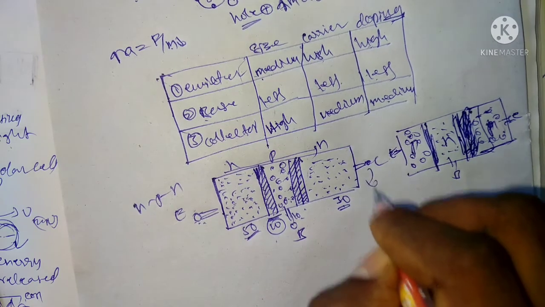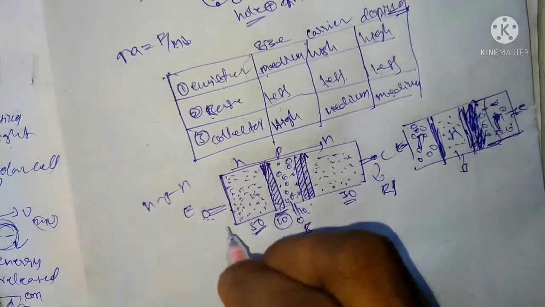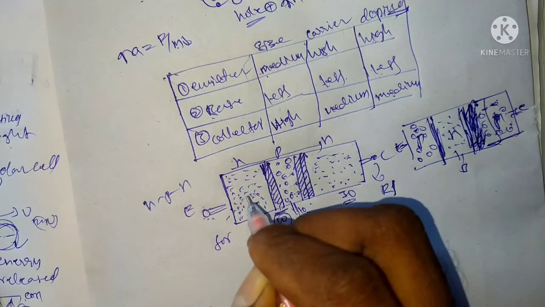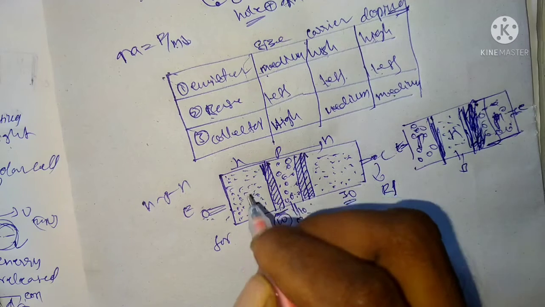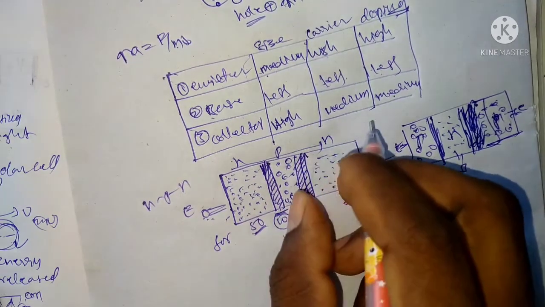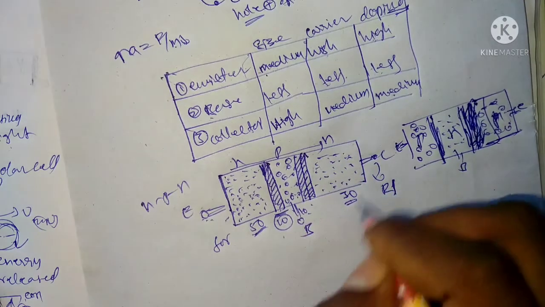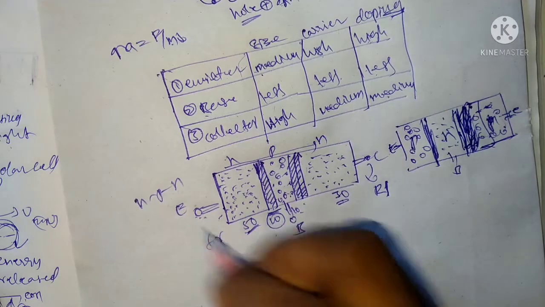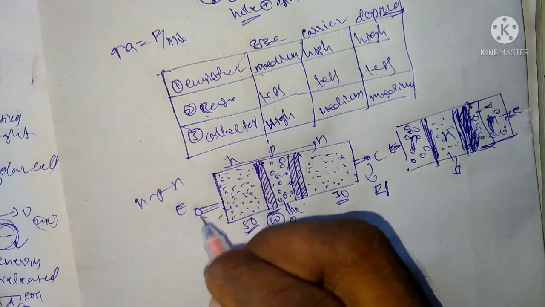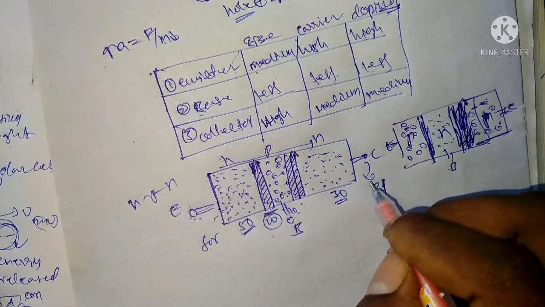That is, the collector has a reverse bias connection. The emitter is connected in forward bias. That means it has a large number of charge carriers initially, and the width of the depletion layer is very small at the emitter, while the width of the depletion layer is very high at the collector. That is the CB configuration: the emitter is connected to forward bias, and the collector is connected to reverse bias.